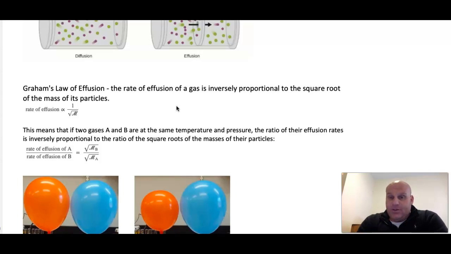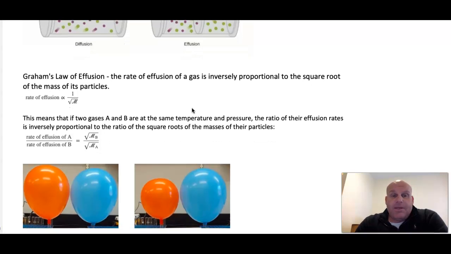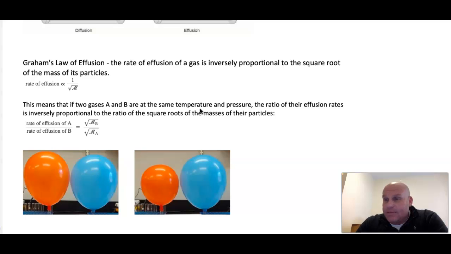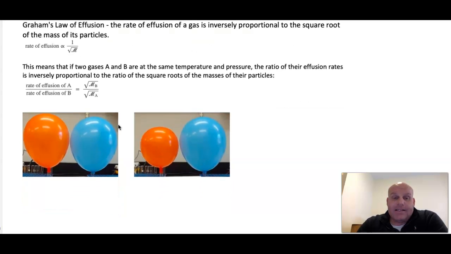So this relationship should make some sense to us. The larger the gas particles, the slower they will move, the slower the effusion. It's harder for them to pass through that small hole, and fewer particles will pass through over time. This means that if I have two gases at the same temperature and pressure, their ratio of effusion rates is inversely proportional to the square root of their masses. So you can see the relationship here. The rate of effusion of A and B is inversely proportional to the square root of their masses.